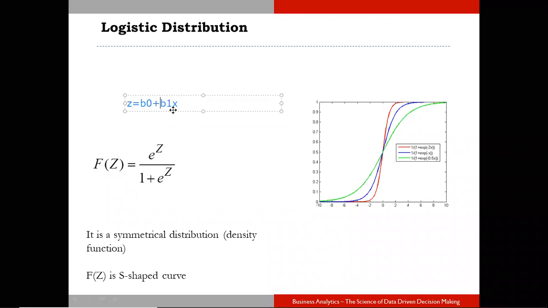In the previous example, my x is the launch temperature, and f of z, or y, is my output, y equal to e power z by 1 plus e power z. This y indicates whether there is damage to the o-ring or no damage to the o-ring. So our aim is to find whether there is damage to the o-ring or not.